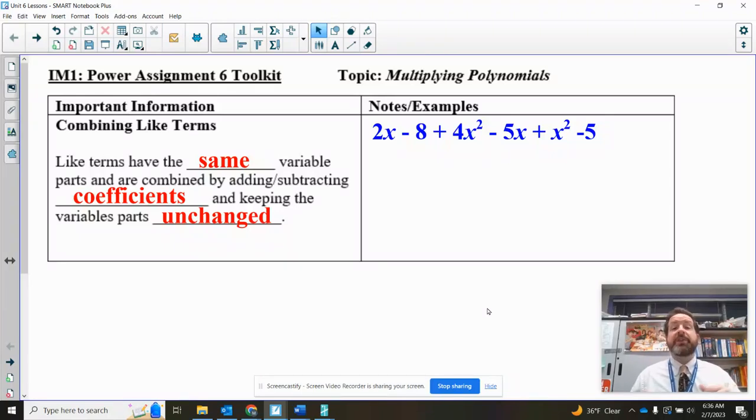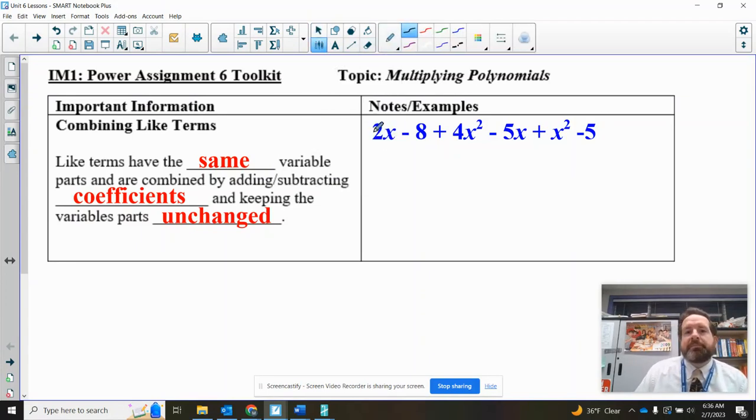Let's begin this unit with a review of how to combine like terms. And by like terms, we mean numbers and variables that are separated by plus and minus signs. So those are the terms. And they're alike if their variable endings are the same.